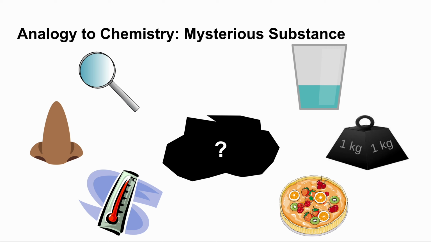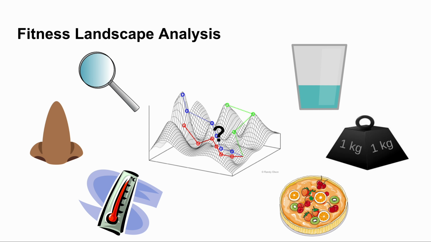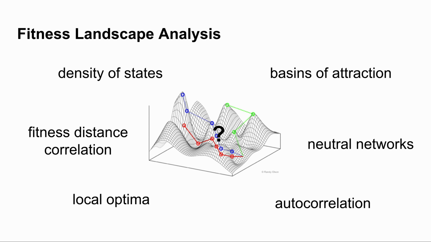The key idea here is, because we don't know anything about the substance, it's not enough to only use one of these measurements to figure out what it is. We need many tests in order to have a better idea of what the mysterious substance is. Fitness landscape analysis is very similar, but instead of a mysterious substance, we have a mysterious fitness landscape, which we don't know much about. And instead of doing physical tests to find out what a substance is, we use fitness landscape analysis metrics in order to get more information about the fitness landscape. Just like with a mysterious substance, we need many metrics in order to get a good picture of the fitness landscape. Even then, we will never be able to understand it in its entirety.